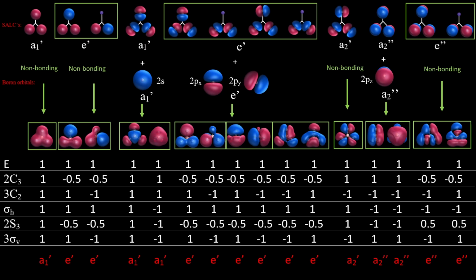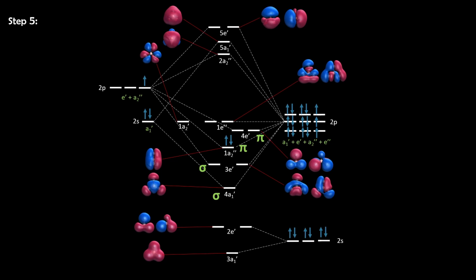And the orbitals can only mix strongly if they have compatible symmetries. So the A1 prime fluorine SALC can mix with boron's 2s orbital. The E prime fluorine SALC can mix with boron's 2px and 2py orbitals. And the boron 2pz orbital does not participate in the in-phase sigma bonding framework. This gives 3 BF sigma bonds.